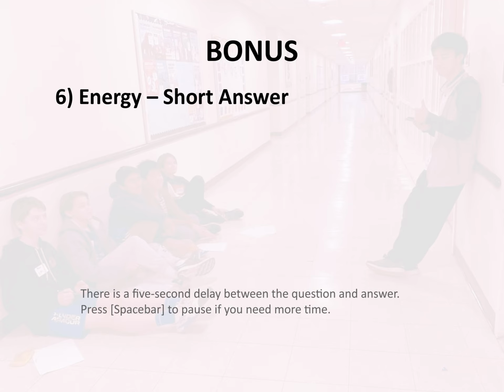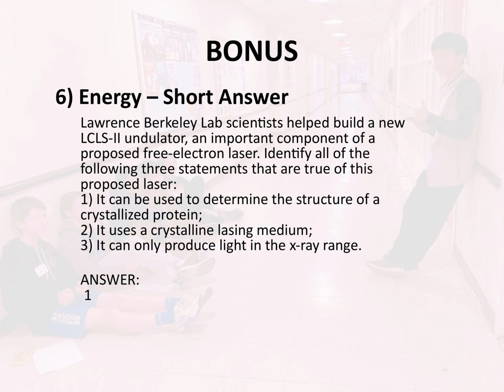Bonus 6. Energy, short answer. Lawrence Berkeley Lab scientists helped build a new LCLS-II undulator, an important component of a proposed free electron laser. Identify all of the following 3 statements that are true of this proposed laser. 1. It can be used to determine the structure of a crystallized protein. 2. It uses a crystalline lasing medium. 3. It can only produce light in the X-ray range. Answer: 1.